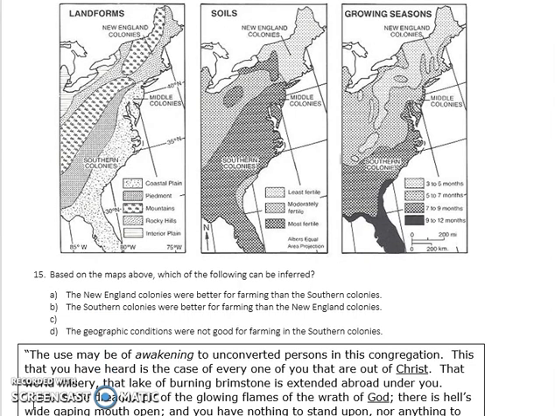Number 15. Based on the map above, which of the following can be inferred? A. The New England colonies were better for farming than the southern colonies. B. The southern colonies were better for farming than the New England colonies. Or D. The geographic conditions were not good for farming in the southern colonies.